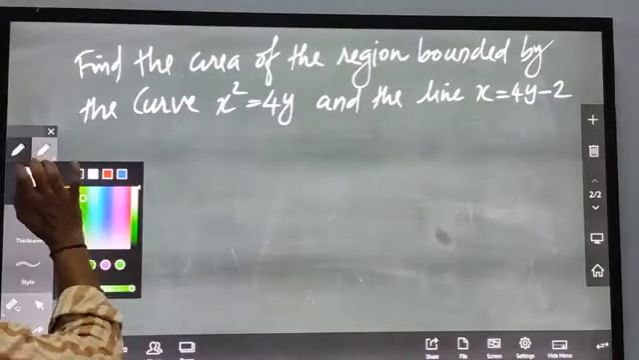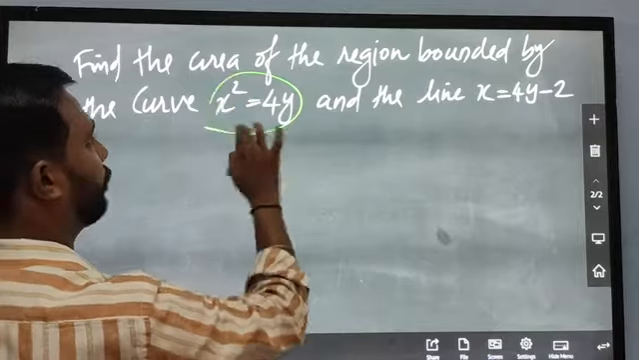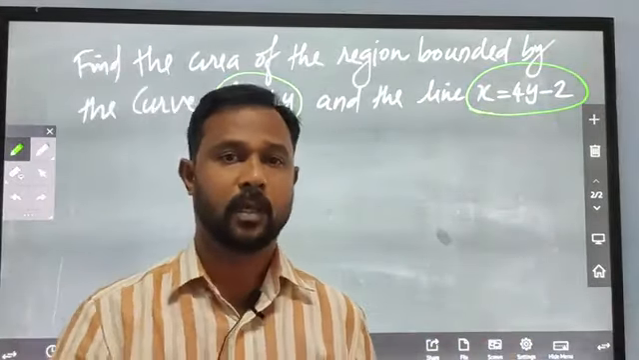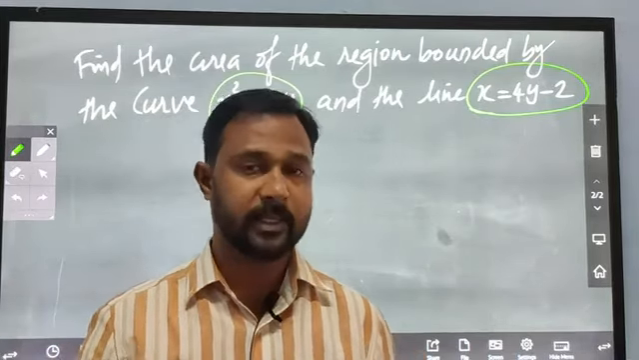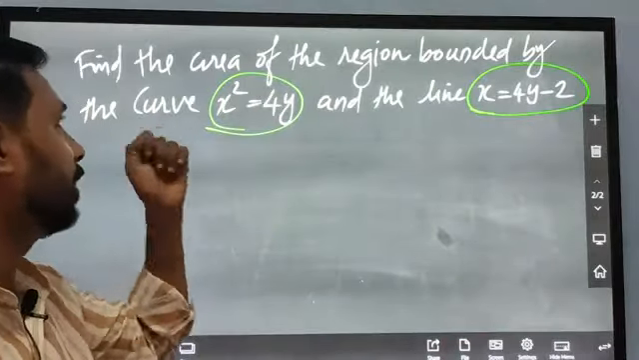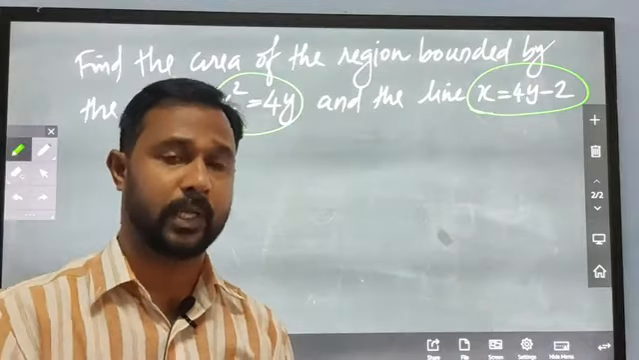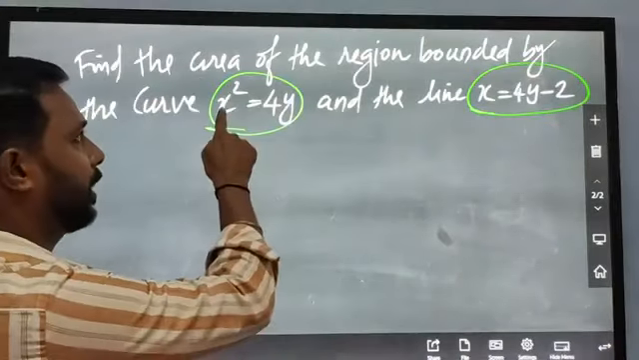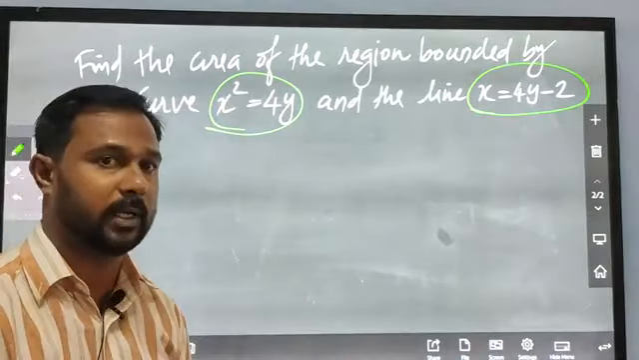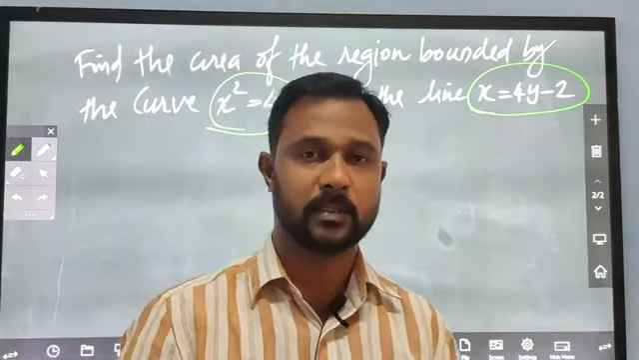Where we have to concentrate first is the curves. What are the curves given? x square equal to 4y and x equal to 4y minus 2. Using this information, what we need to do first is draw an exact figure. For that, you have to identify the figures. What is the first figure? It is given as a curve. Which type of curve is it? x square is equal to 4y. How to identify? Here x is a quadratic element and y is a linear element. When one of the variables is quadratic and another is linear, it represents a parabola.